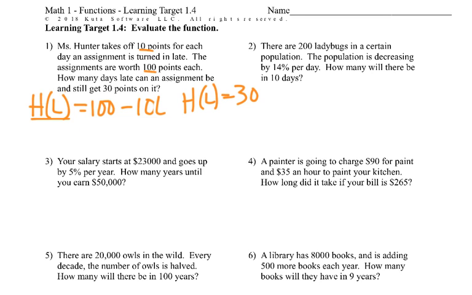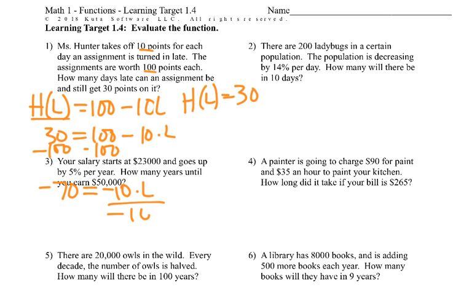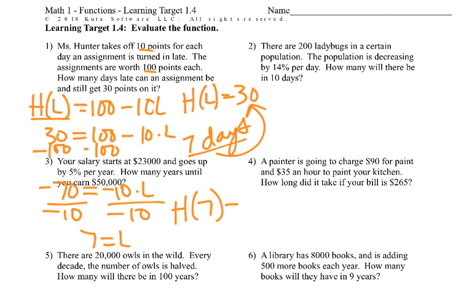So to solve this, I replace that with 30, and then we're going to solve, in this case, for L. So I'd subtract 100, giving me negative 70 equals negative 10 times L. Divide by negative 10, and we get positive 7 equals L. So what does that mean? That means 7 days late would give you a score of 30, or h of 7 equals 30. Okay? And that's how we deal with these ones.